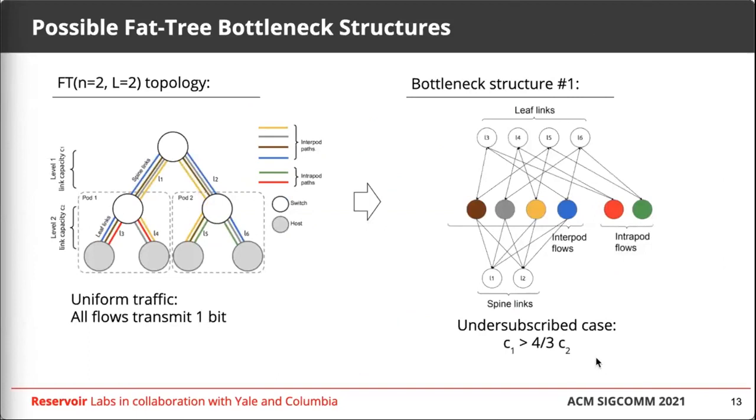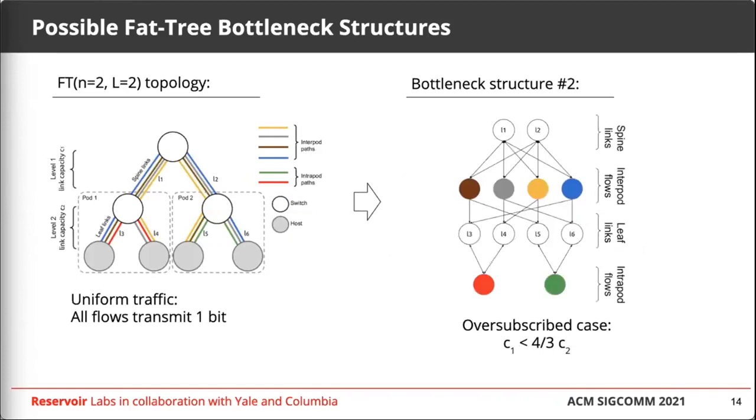And in fact, as long as the capacity of the spine links is greater than 4/3 that of the leaf links, you get this same bottleneck structure, and bandwidth is wasted at the spine links. Now let's see what happens if we make the capacity of the spine links much smaller than in the full fat tree. If you get small enough, then the capacity per flow of these spine links becomes smaller than that of the leaf links. So now these 4 interpod flows are bottlenecked at the spine links, and that's shown in the bottleneck structure here. The intrapod flows only use leaf links, and so they're still bottlenecked at those leaf links.